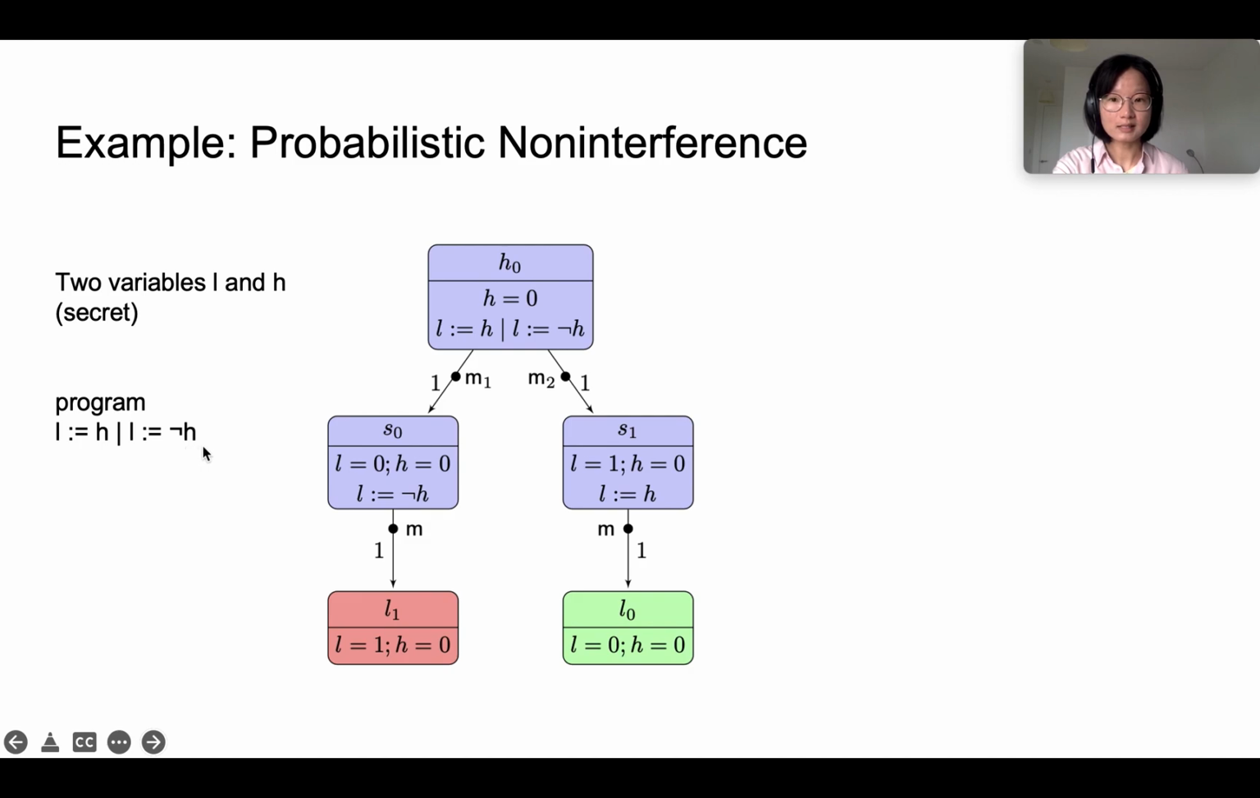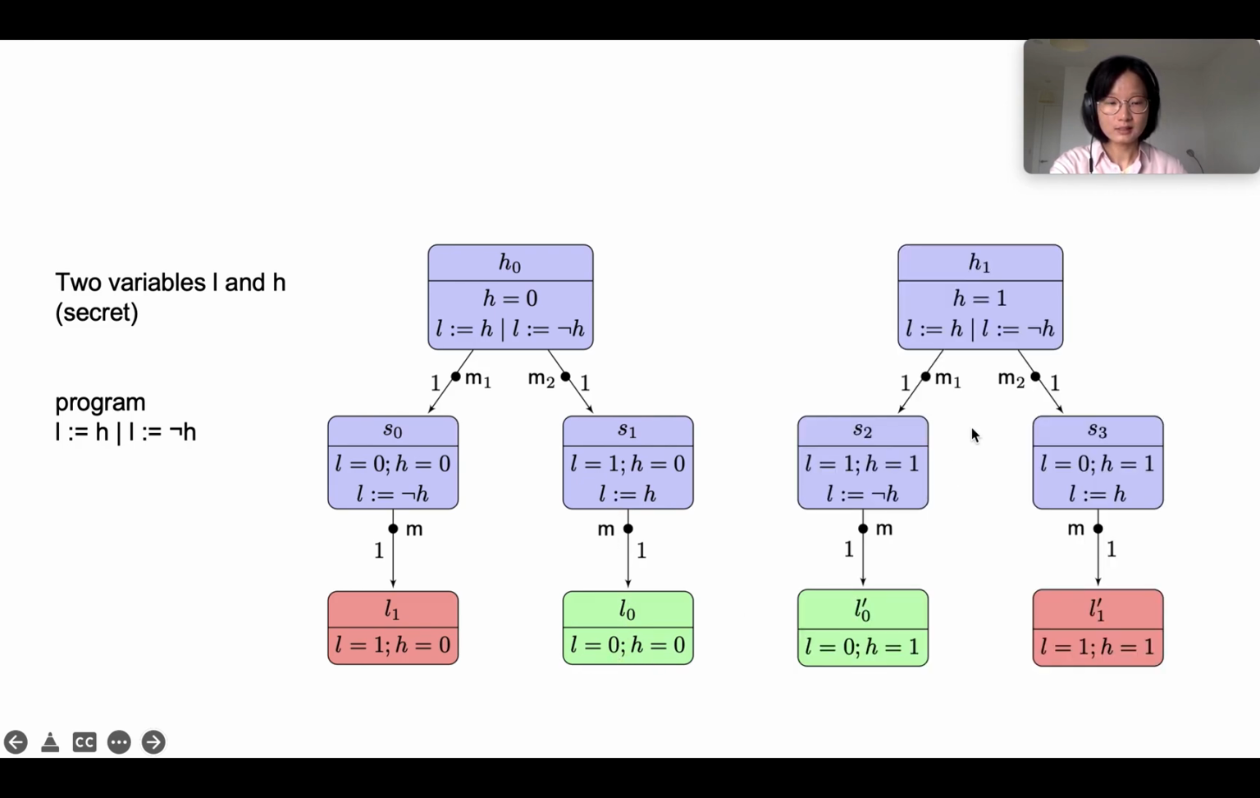We can represent the execution of this program as a diagram, as shown on the slide. If the initial value of H is 0, then in the initial state it has two branches, depending on whether the first instruction or the second instruction is executed first. If we follow the left branch, the first instruction is executed first, then at the end we will observe that L has the value 1. On the other hand, if the second instruction is executed first, then at the end we will see L has value 0. Similarly, if H has value 1, then at the initial state it also has these two options.